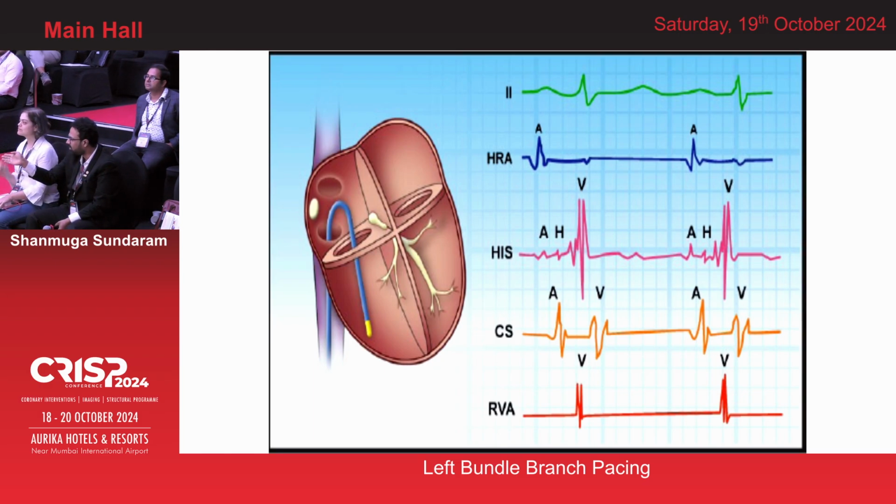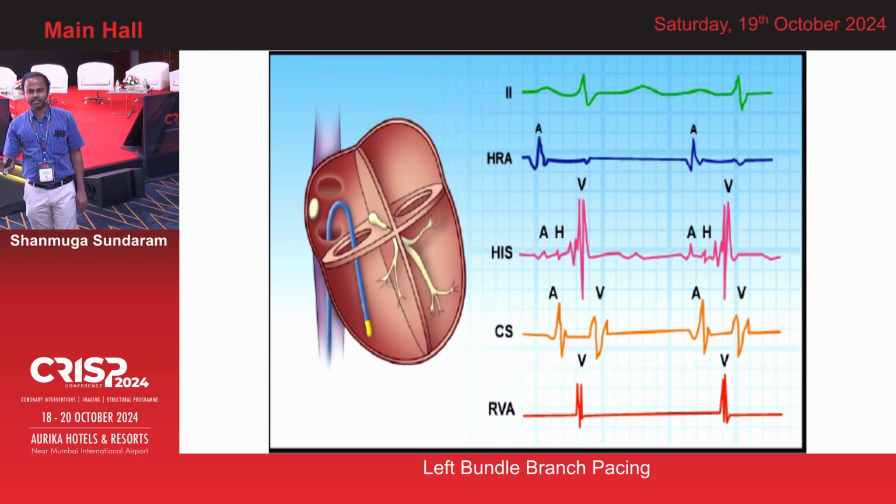Moderator: To the right side. Exactly. To the left side, the CS catheter will be deep into the lateral wall, the posterior basal part of the LV. Exactly. The difference will usually be 30-40 milliseconds.